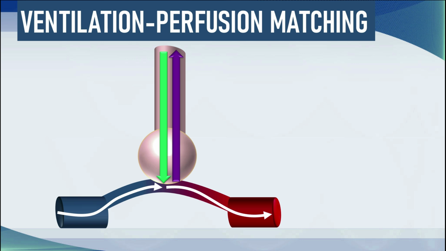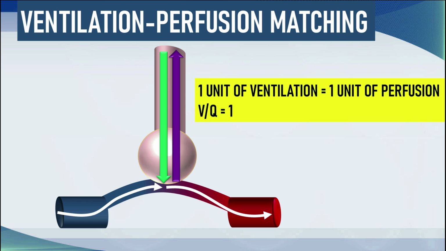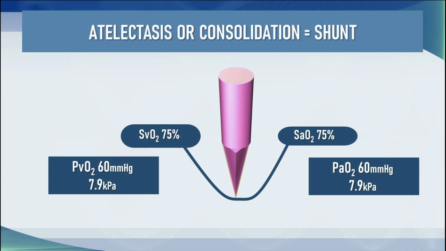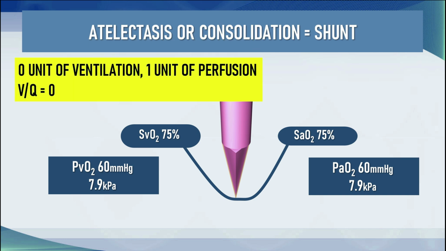And if 1 unit of ventilation equals 1 unit of perfusion, then we call the ventilation to perfusion ratio perfectly matched. It's 1. If, for example, that lung unit completely collapsed and you have atelectasis or consolidation, there's basically no ventilation going into that lung unit, then venous blood shunts through that alveolus and picks up no oxygen along the way. And we call this shunting. So there's 0 units of ventilation and 1 unit of perfusion, and the ventilation to perfusion ratio is 0.